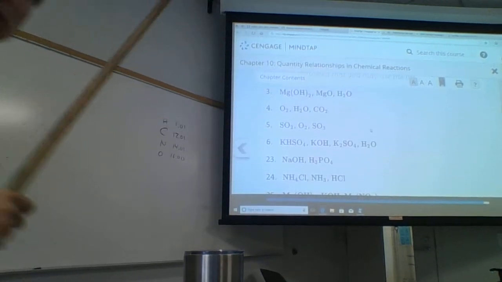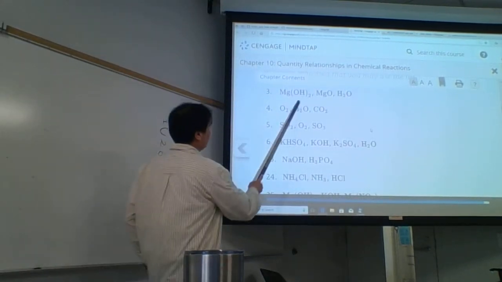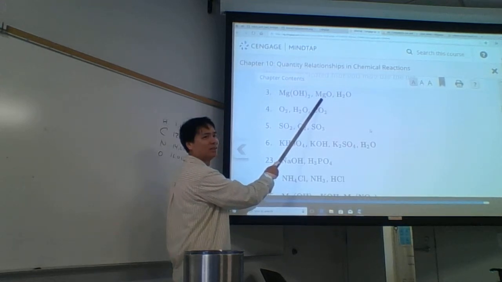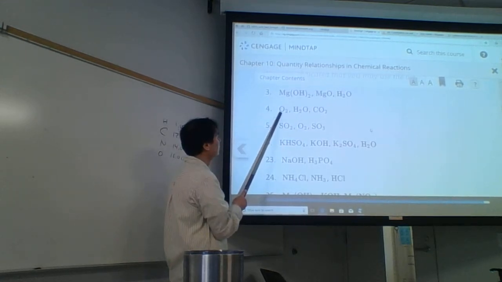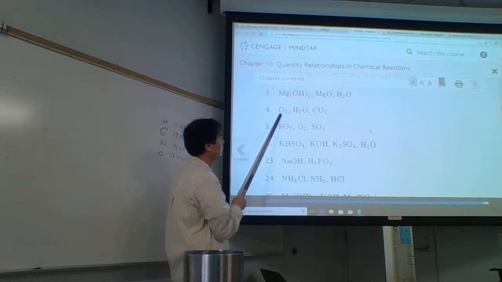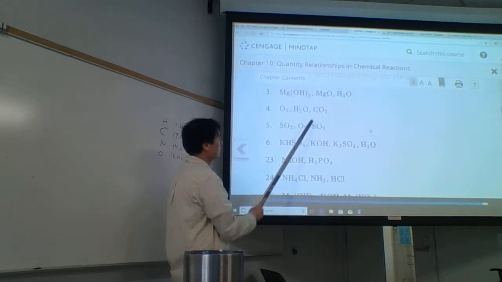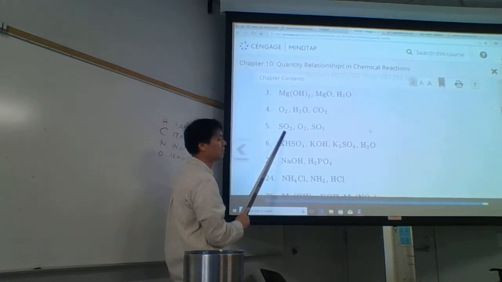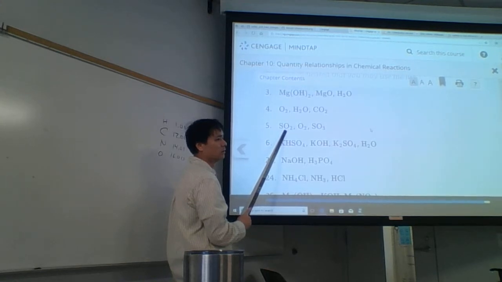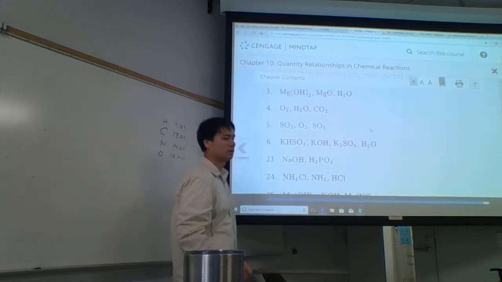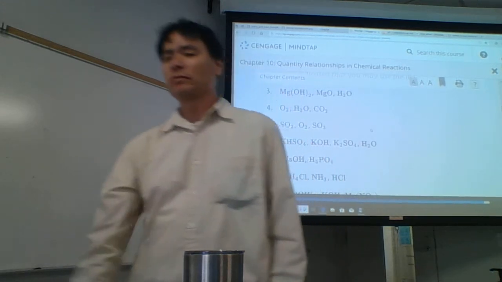A quick nomenclature review here. So magnesium hydroxide, what was this one? O2 is oxygen. SO2 is sulfite or no? What is sulfite? So, what's the formula for sulfite?